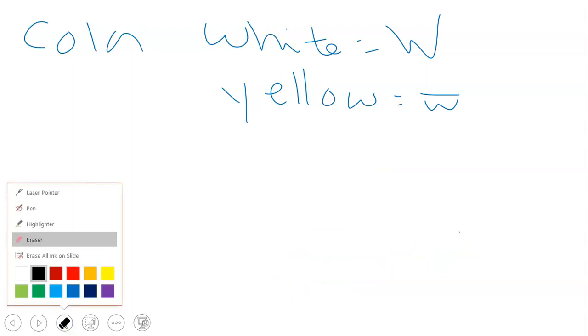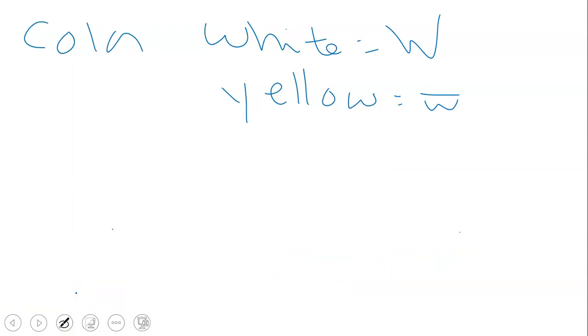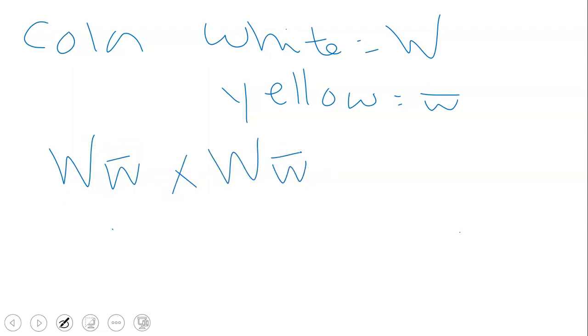Okay, so let me grab my pen again. So we have two heterozygote white squash. We're going to cross those. And I hope from lecture and maybe some work in lab that you realize that anytime you cross two heterozygotes, you end up with a 3-to-1 ratio. So that should pop up in your mind real quick, 3-to-1 ratio.